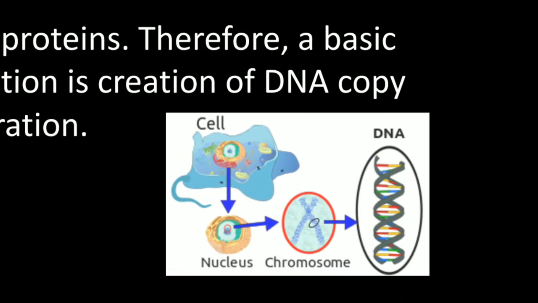You can see the cell. Inside the cell, there is the nucleus. The nucleus has chromosomes. Inside the chromosomes, there is DNA. And this DNA copying happens.